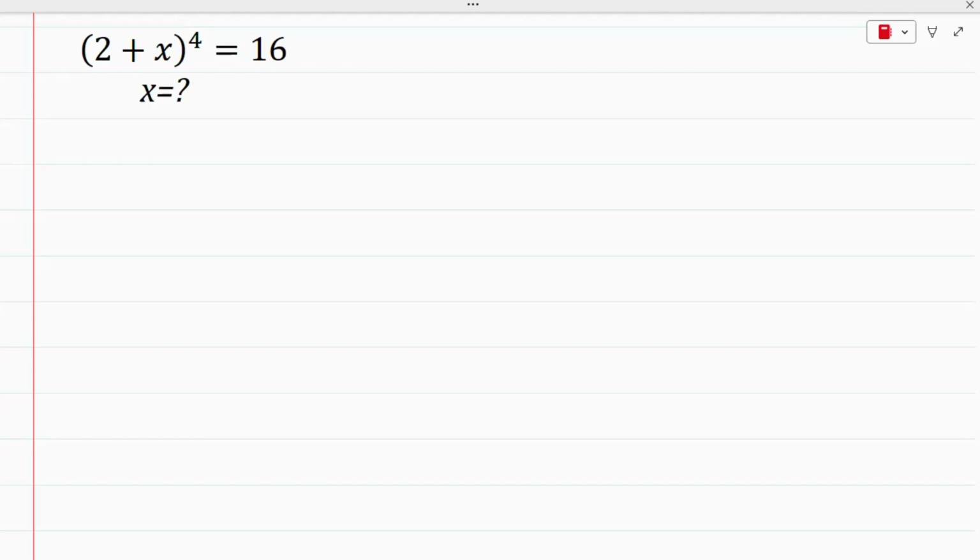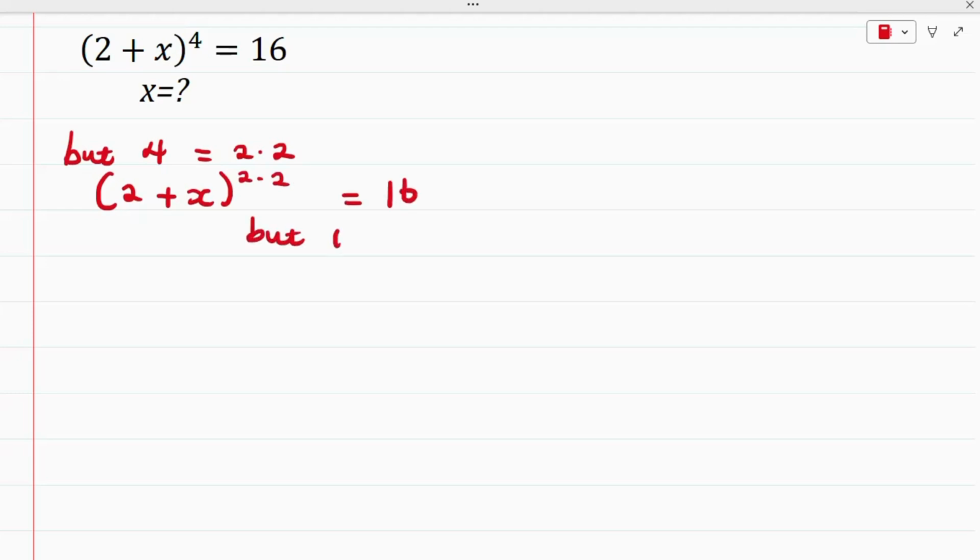So right here we have this nice algebra math problem and we are to find the value of x. So right here guys, we want to simply note that we can easily express 4 as 2 multiplied by 2. So we have this to be (2 plus x) raised to the power of 2 multiplied by 2, and this is equal to 16. But 16 can be expressed as 4 raised to the power of 2.